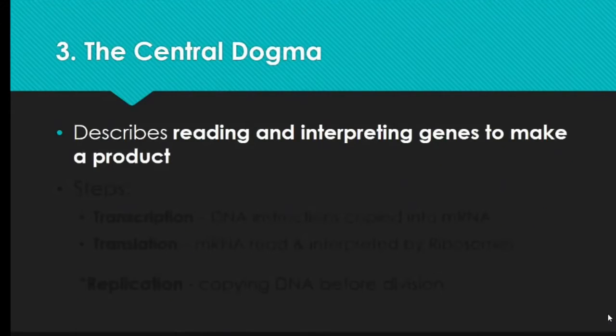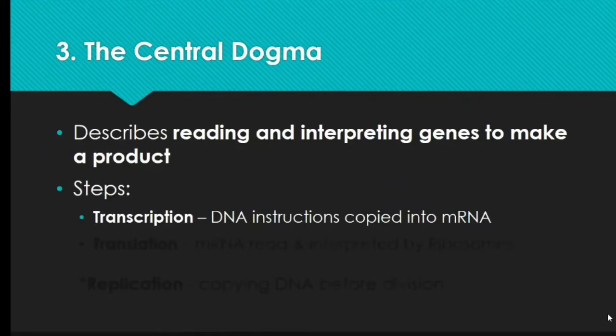The central dogma. It's a way of understanding how DNA is read and interpreted in cells to make products. That product is usually a protein. So the steps, first we have transcription, where the information in DNA is copied into a temporary mRNA molecule, in the case of eukaryotes, so it can leave the nucleus.